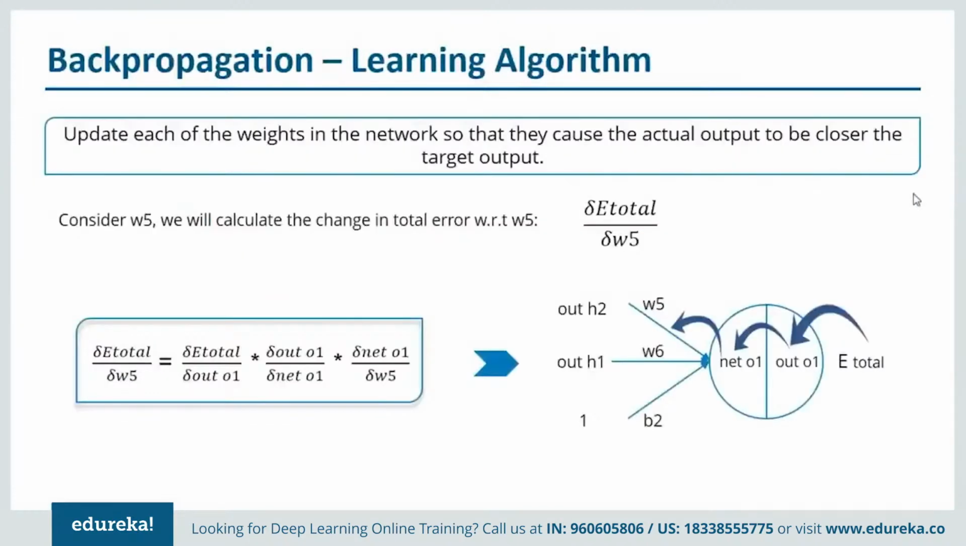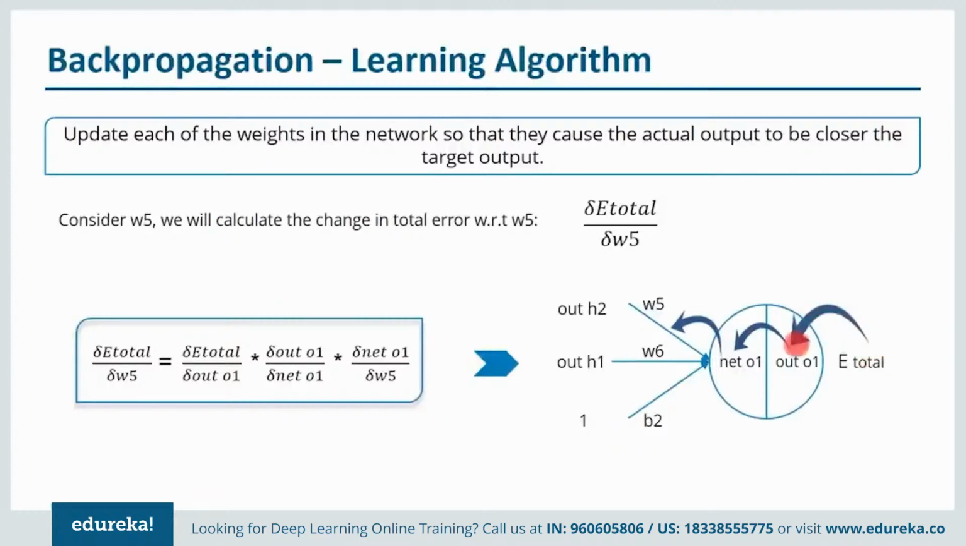Next up, we need to update the weights so as to decrease this error. What we're going to do is first calculate the change in total error with respect to any of the weights. We'll take W5 for example, just to show you. So we're going to calculate the change in the total error with respect to the weight W5. We're going to apply the chain rule here. So using partial derivatives, we're going to calculate delta E total by delta out O1, into delta out O1 by delta net O1, and then delta net O1 by delta W5. As you can see from this particular example as well.